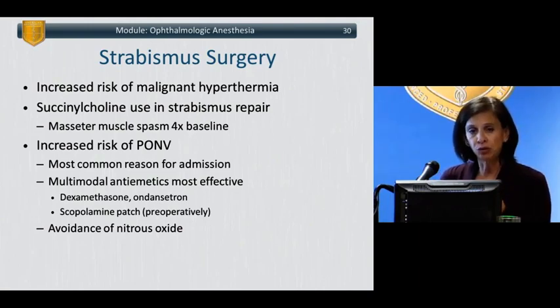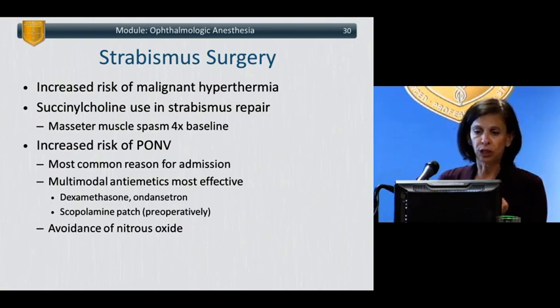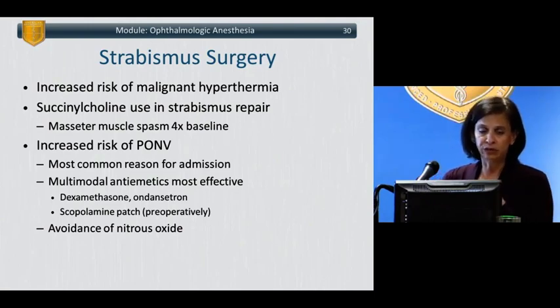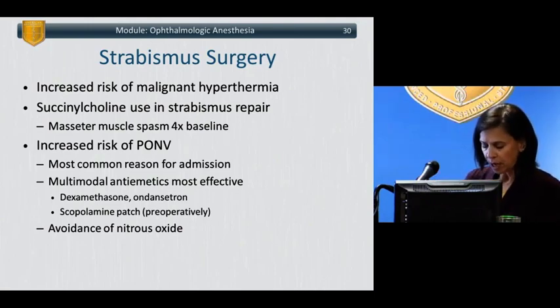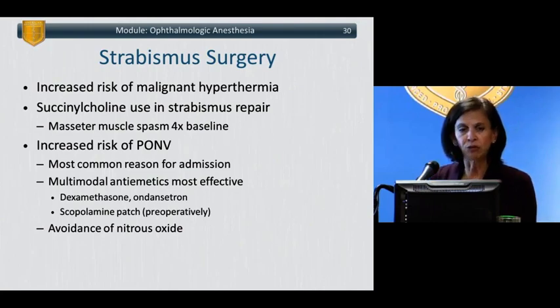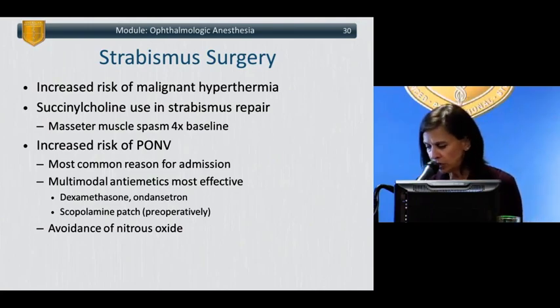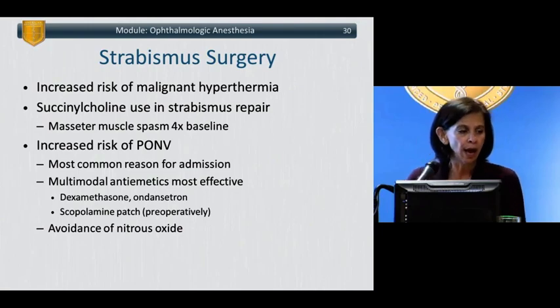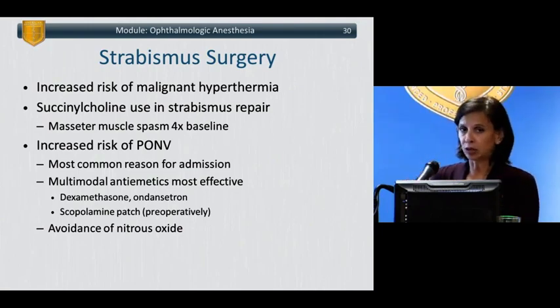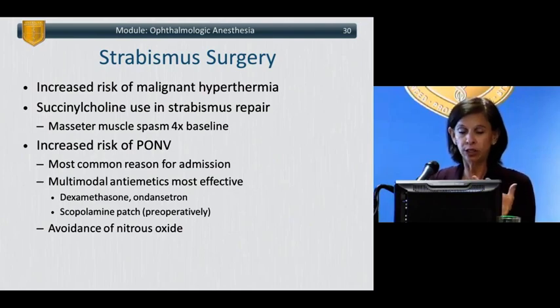People do use succinylcholine in cases of strabismus repair, but it's considered to be a relative contraindication and safer to likely avoid using it, because most of these procedures with strabismus repair, or almost all of them, should be a planned surgery. So there shouldn't be any emergency surgery. Otherwise, the patient may have a full stomach.